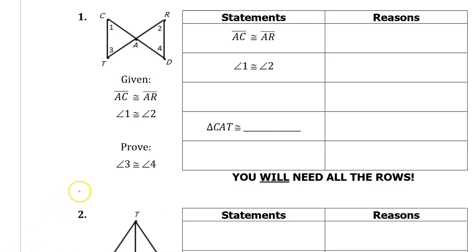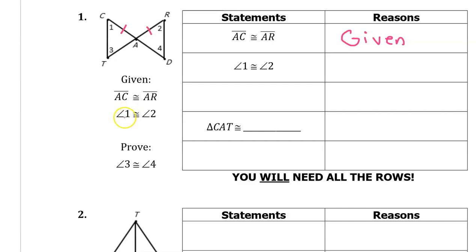In this video, we will practice some more triangle congruence proofs. So we are given that AC is congruent to AR. Of course the reason is going to be given, but it's very important that we mark these in the picture. So segment AC is congruent to segment AR.